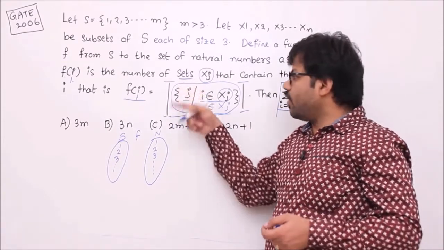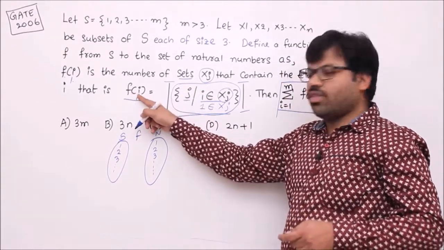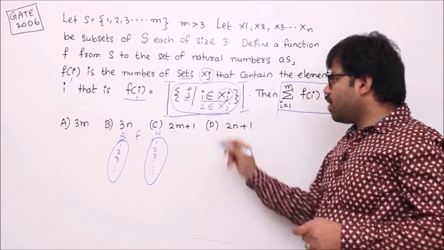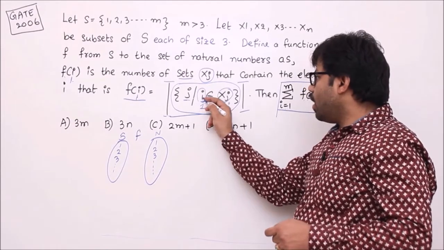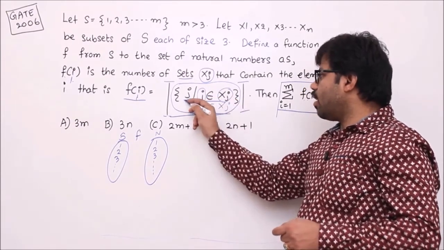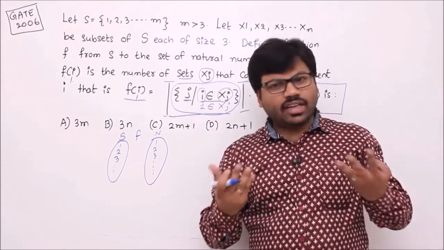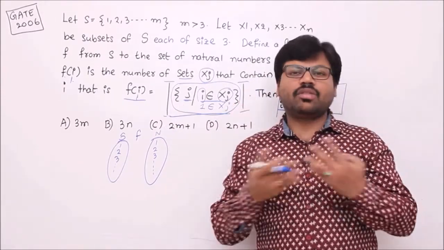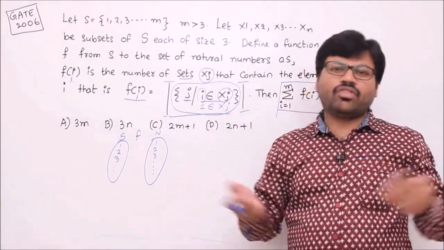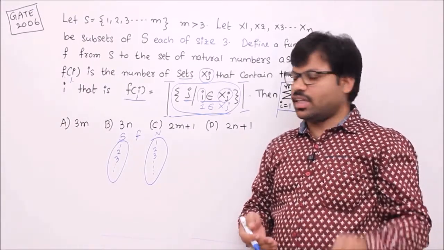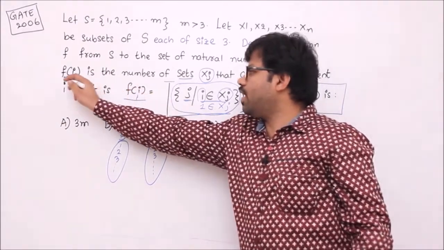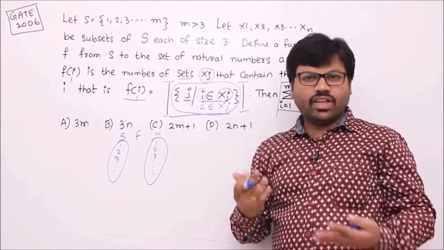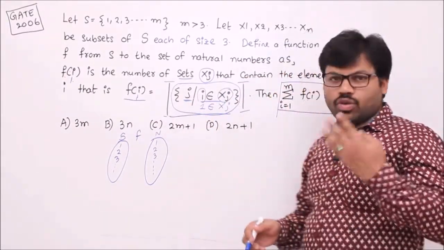Correct? Let's revise it. F of I equal to j whenever I belongs to xj. That means whenever your teacher I belongs to some committee, you collect that committee index. After collecting all those indices, you find out the size of such set. That means it is the number of committees which contain I. That is the concept. So he has explained it in two ways, here and here. If you understand in one way, that's okay, right? Let's go to the problem now.